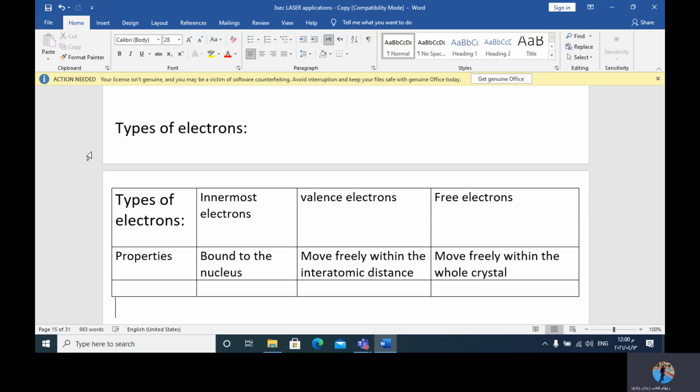The third type of electrons, we call free electrons. The free electrons are not valence electrons. They are moving freely within the whole crystal. They are not bound by the distance between atoms, but they think that the whole crystal is their home, so they move everywhere they can within the crystal. We call them free electrons. So these are the three types of electrons, and we need to understand the difference between them so that when we talk about the semiconductor, how they conduct and how they behave, we understand what we mean by each terminology.